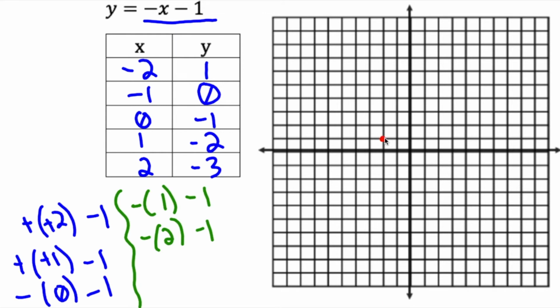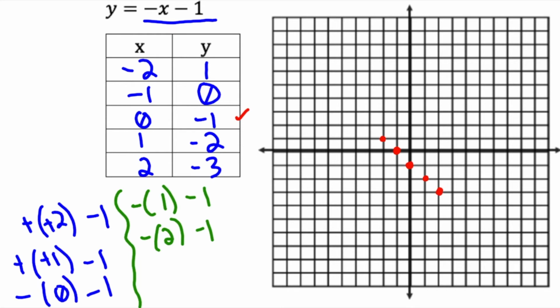Negative 1, 0 means I'm going to the left 1 and then up 0 or down 0, which means we're not moving up or down at all. The next point is 0, negative 1, which means I'm not going left or right, but I'm just going down 1. And this point has a special name that we'll talk about later on. Whenever the x value is 0, that point has a special name. Next is the point 1, negative 2, so we go to the right 1, down 2. And the last one, 2, negative 3, means from the origin we go to the right 2, and then down 3.